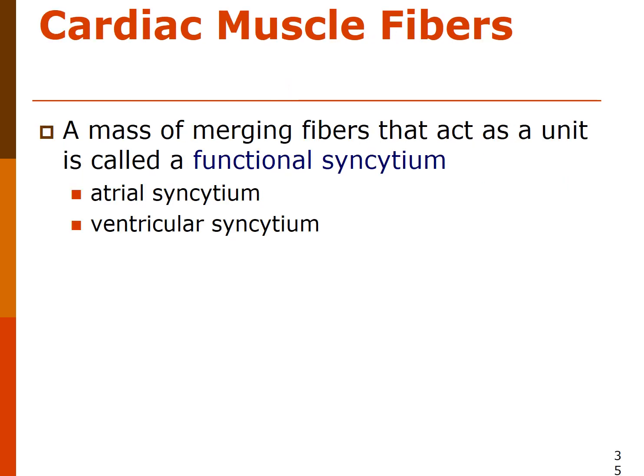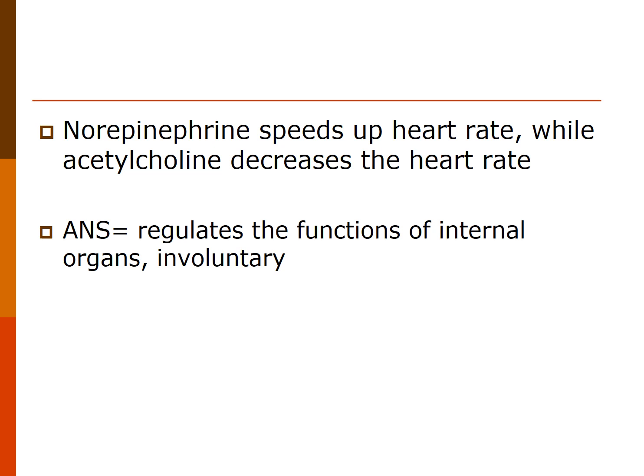The heart consists of a mass of merging fibers that act together as a unit. This allows the atria to contract together, or in sync, as well as the ventricles. As we mentioned, the heart generates its own intrinsic rate. The nervous system is able to speed up or slow down the heart rate. Norepinephrine speeds up heart rate, while acetylcholine decreases heart rate.